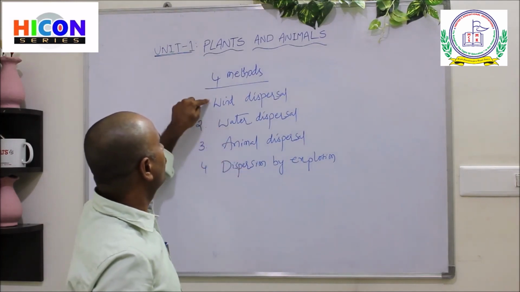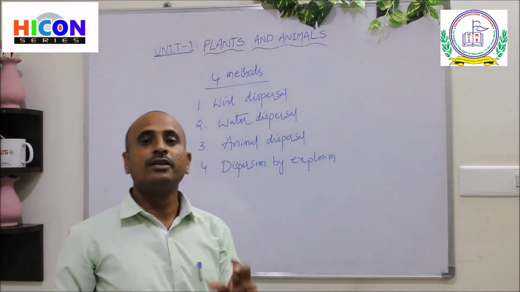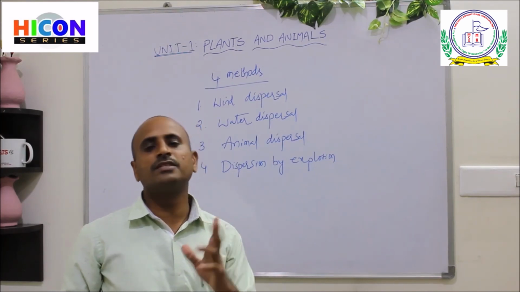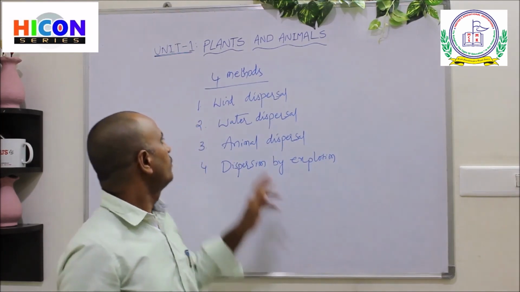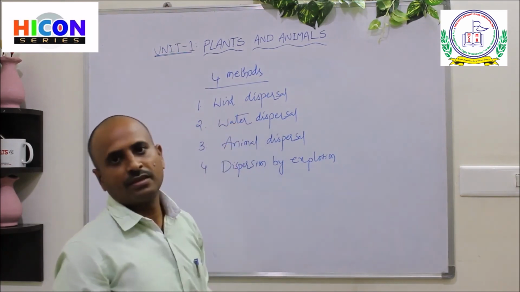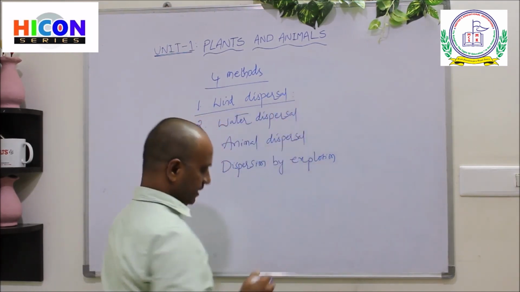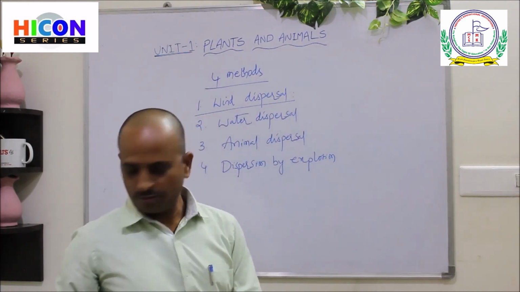The method of dispersal depends upon the size of the seed, the shape of the seed and the color of the seeds. So the first one is wind dispersal. What is wind dispersal? Now let us discuss what wind dispersal is.